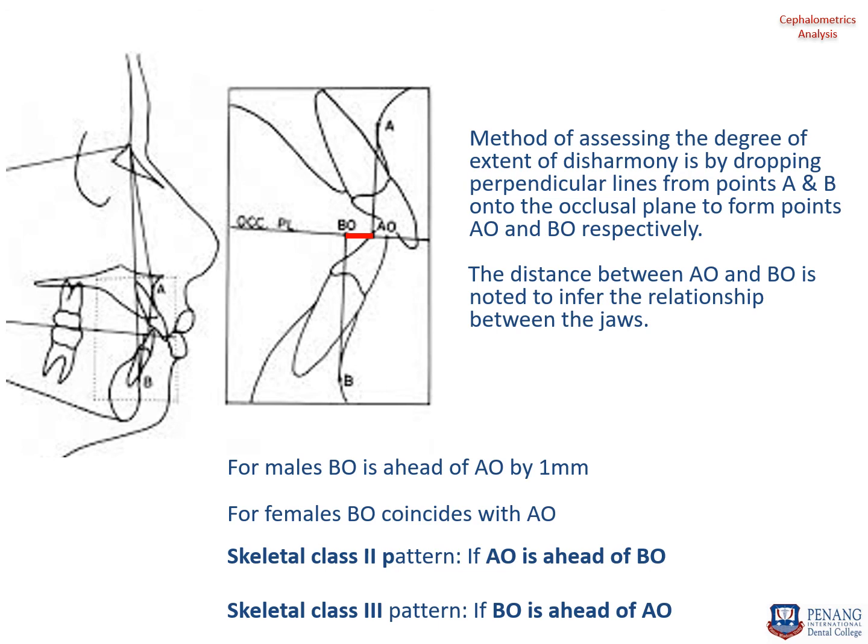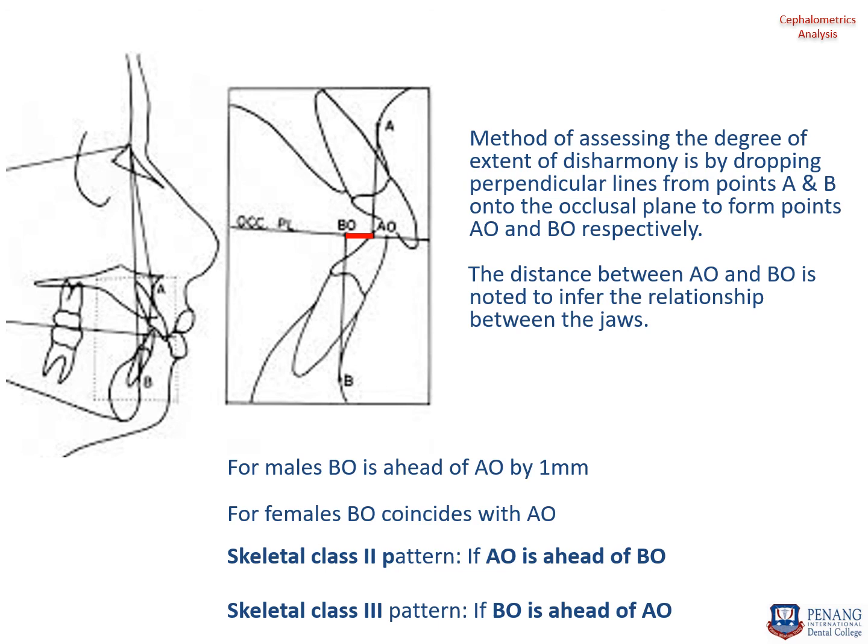If you want to see the clinical implications of this, in a patient with a class 2 skeletal pattern, you will see that AO is ahead of BO because there is maxillary protrusion. Whereas for a class 3 skeletal pattern, you will see BO being ahead of AO because there is mandibular prognathism seen in class 3 patients. All right, hope this is clear.